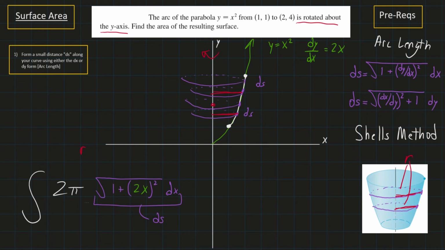What is the radius we're using to swing each one of these purple ds's around that axis? If I look at it, it's simply the x-coordinate of each one of our points. Don't forget, when you have a point, y is this vertical, x is this horizontal. It sounds easy, but we all tend to forget this.